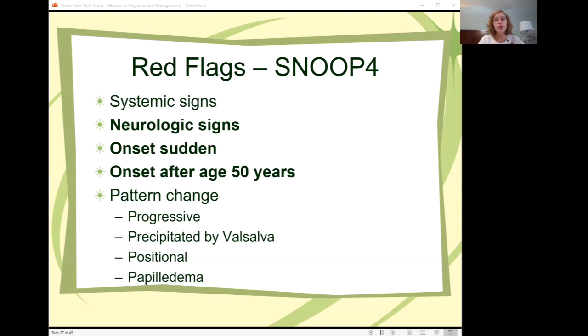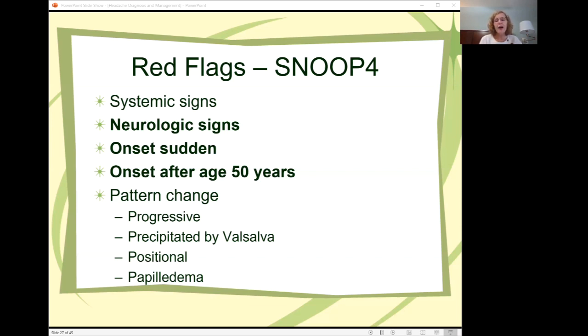Progressive refers to a change into a daily continuous headache. A worsening of the headache with Valsalva maneuver, such as bearing down or lifting heavy objects, is always worrisome. And positional aggravation refers to a headache that's worsened when going from a lying position to standing up or vice versa. And of course, if papilledema is present, this is always a red flag for an emergent cause.